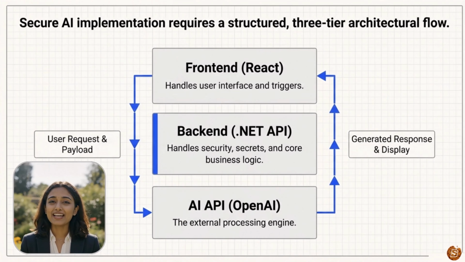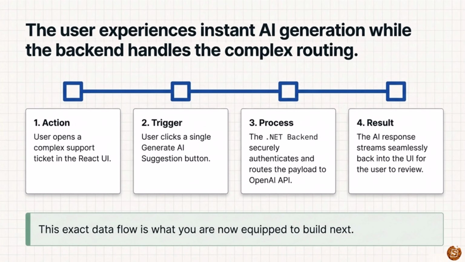A secure AI implementation follows a 3-tier flow. Your React frontend handles the interface, your .NET backend manages security and secrets, and the external AI API provides the processing power. The user experience is seamless, involving an action in the UI, a triggered request, backend processing, and an instant result returned to the interface.